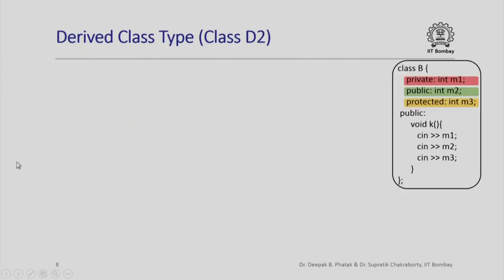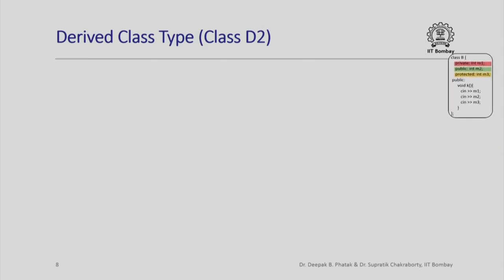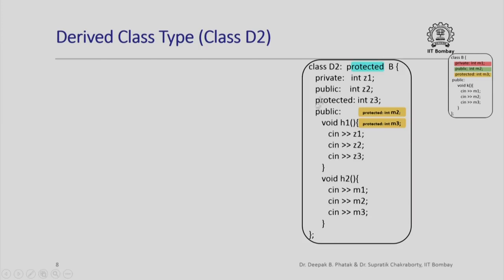Now here is another example where we basically have the same class definition B, the base class definition, but we have a different derived class definition where this mode of derivation is protected. So we want to see what is going to happen with the inheritance of these data members of the base class in the derived class.